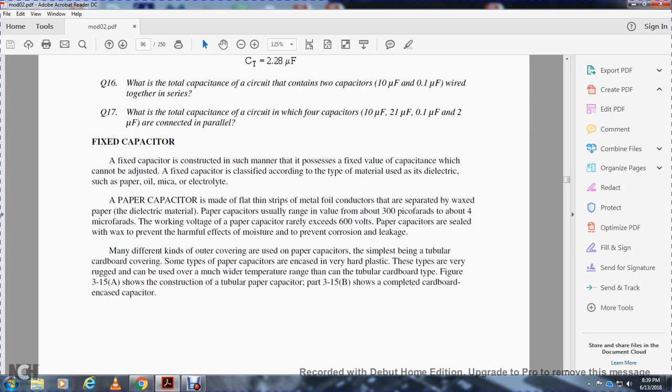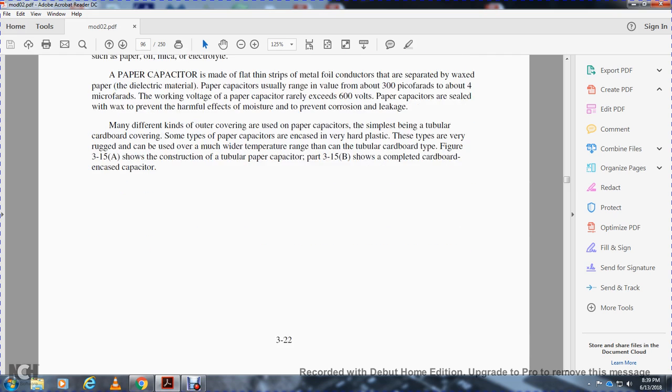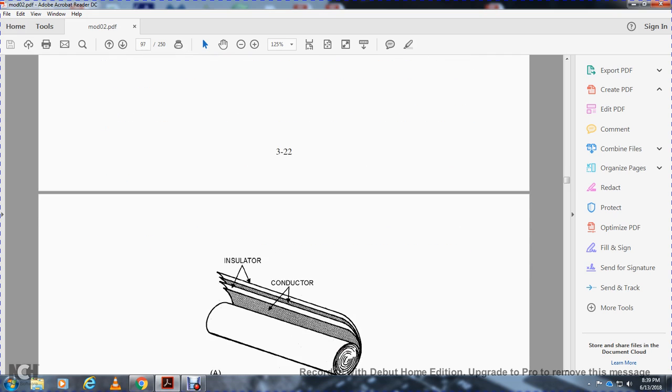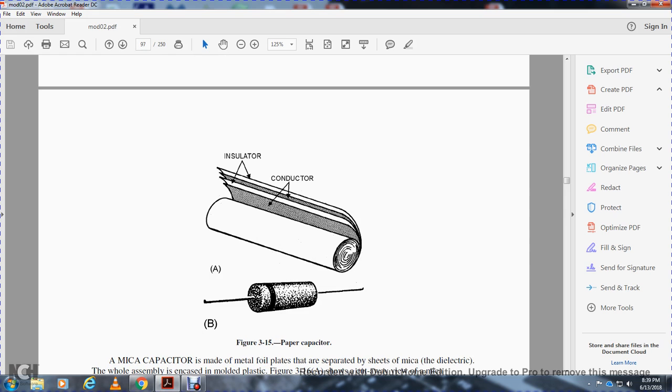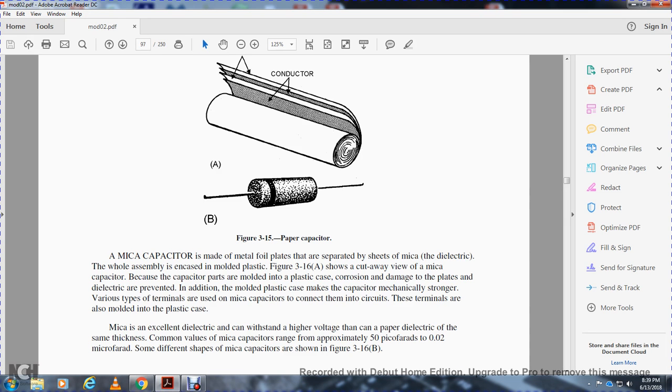Many different kinds of outer covering are used with paper capacitors, the simplest being a tubular cardboard covering. Some types of paper capacitors are encased in a hard plastic, which is very rugged and can be used over a much wider temperature range than tubular cardboard. Figure 315A shows the construction of the tubular paper capacitor. Figure 315B shows the complete cardboard-encased capacitor. Insulator and conductor. Figure 315, the paper capacitor. Notice that it looks like a resistor.